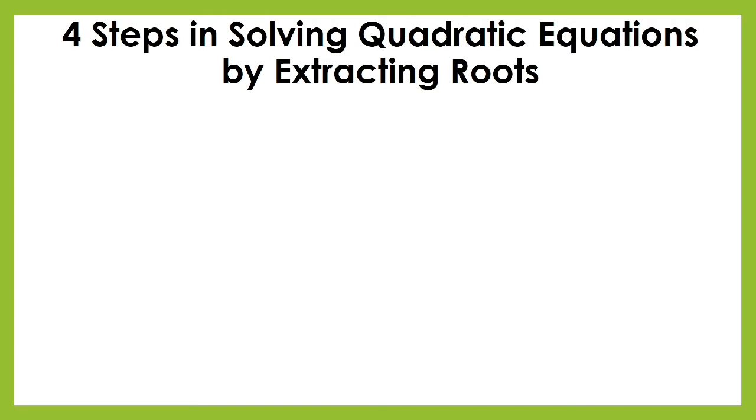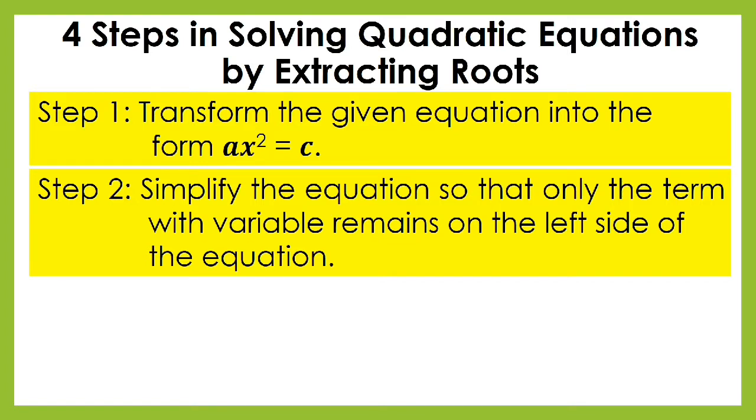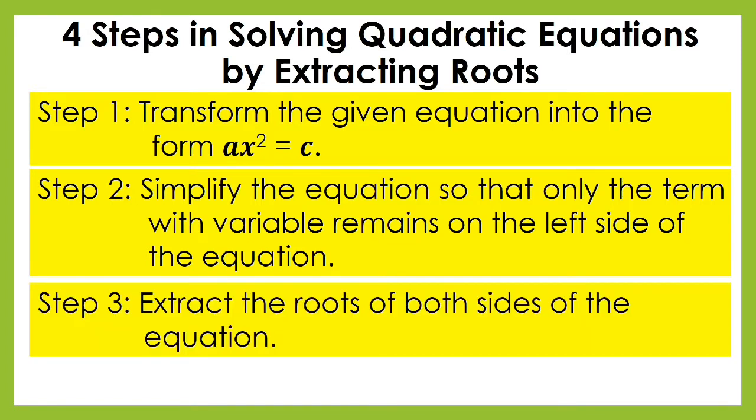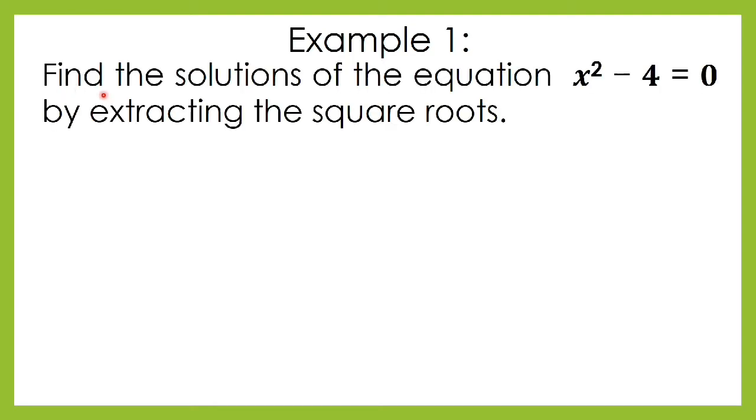Mayroong 4 steps in solving quadratic equations by extracting square roots. These are step 1, step 2, step 3, and step 4. Let's solve quadratic equations by extracting square roots using these steps. Let us have example 1. Find the solutions of the equation x squared minus 4 equals 0 by extracting the square roots.